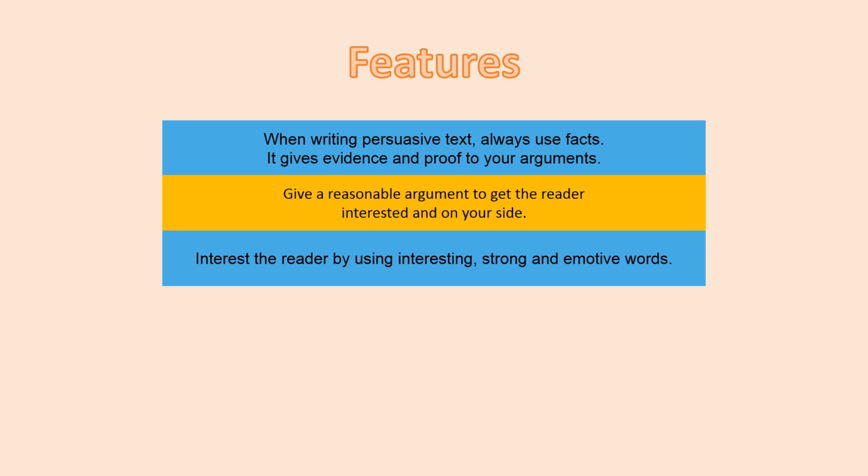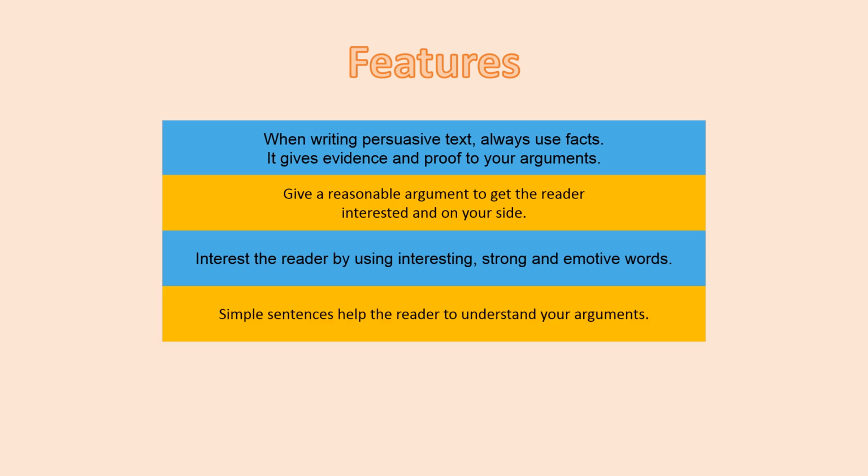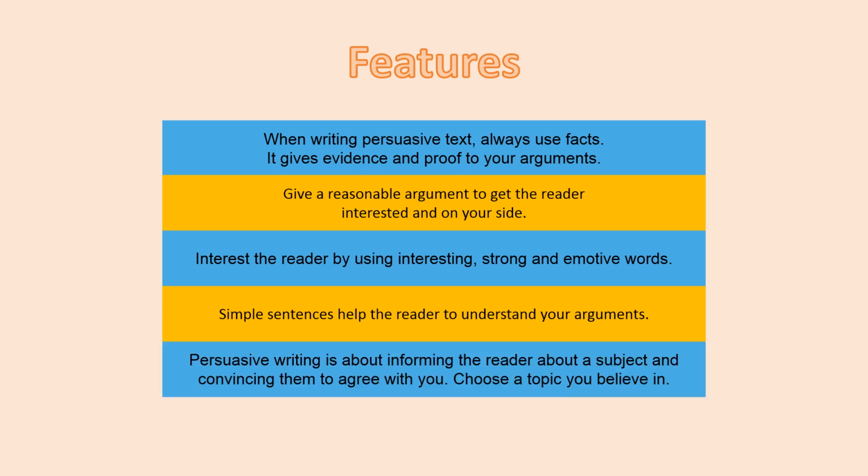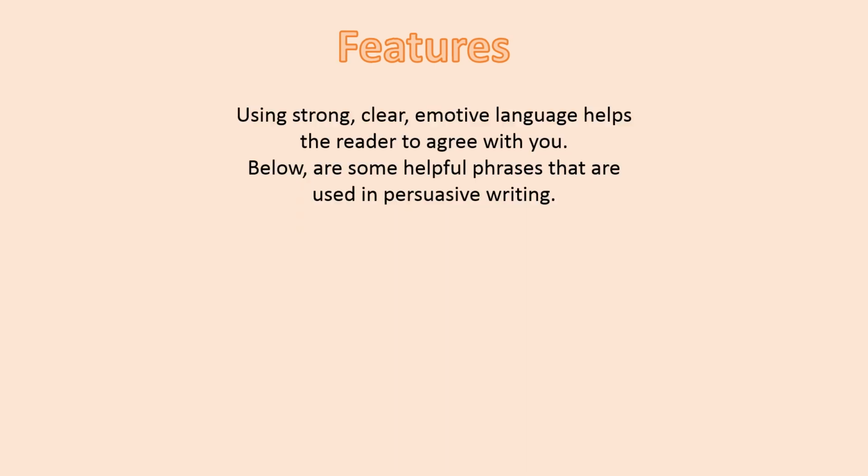Interest the reader by using interesting, strong, and emotive words, and simple sentences to help the reader understand your argument. So in our information leaflet, we can also have bullet points as well, because we don't want too much writing, because we want to engage the reader. And persuasive writing is about informing the reader about a subject and convincing them to agree with you. So choose a topic that you believe in.